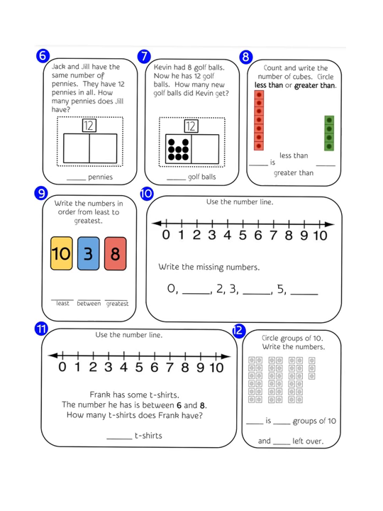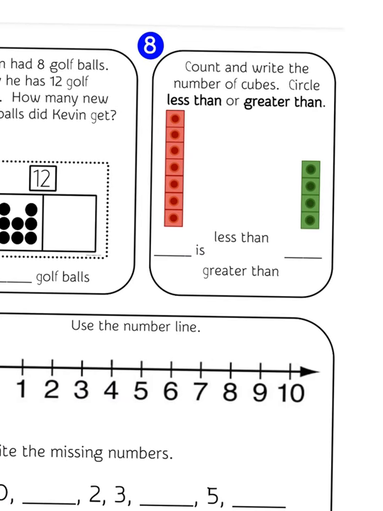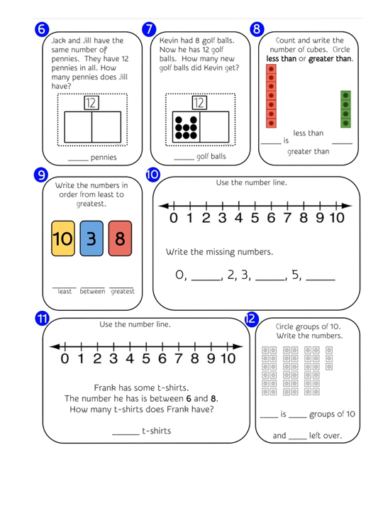When you're ready, count and write the number of cubes. Circle less than or greater than. So you're going to count this tower of cubes and write the number here. Count this tower of cubes and write the number here. Then you need to circle. Is this tower of cubes less than this tower or greater than this tower? Pause your video and write your answer. We are on number 9. Find number 9.